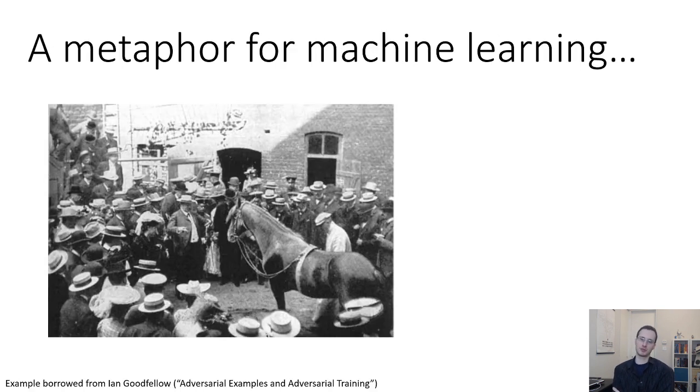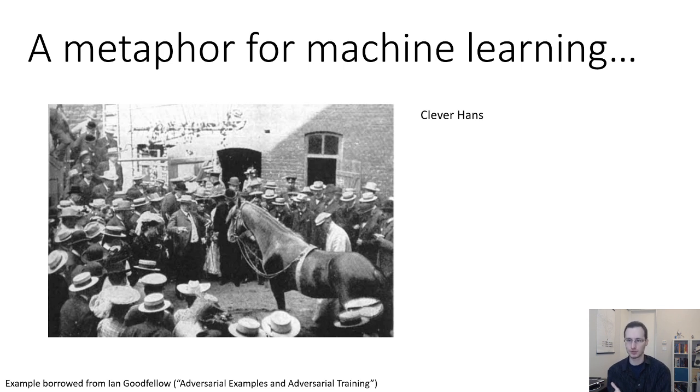This idea is perhaps best illustrated by a story. This is a story that I borrowed from one of Ian Goodfellow's talks. It's a story about a natural learning system, not a machine learning system, but I think it illustrates some of the perils of relying on data sets and training test splits. This is a story about a horse named Clever Hans.